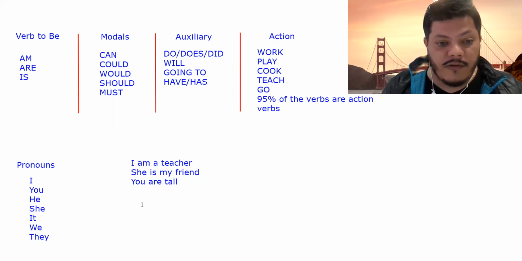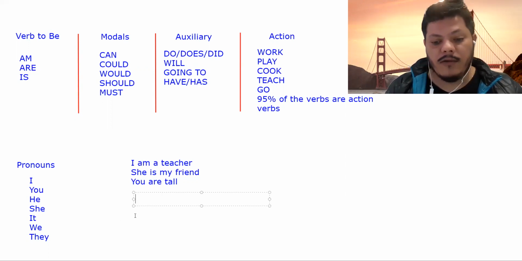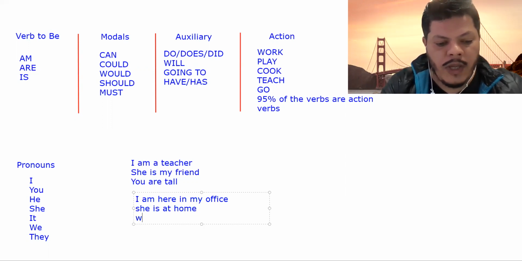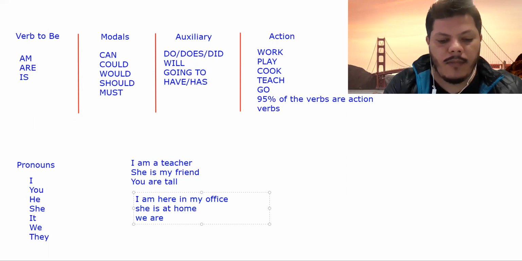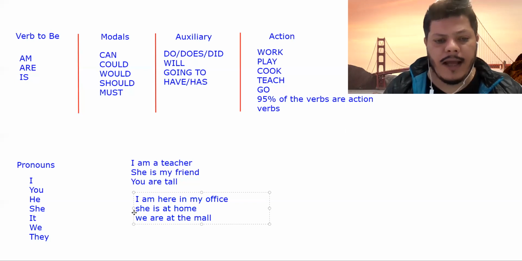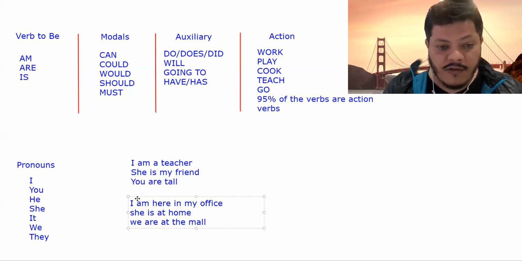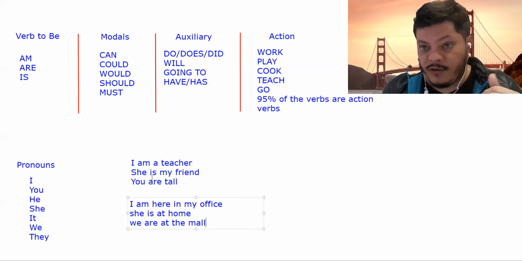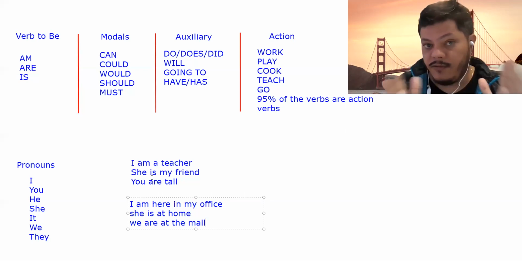We also use the verb to be to talk about locations. For example, I am here in my office. She is at home. We are at the mall, for example. We are at the mall. As you can see here, we're using the verb to be in two different situations. As you know, the verb to be in English has two different meanings.